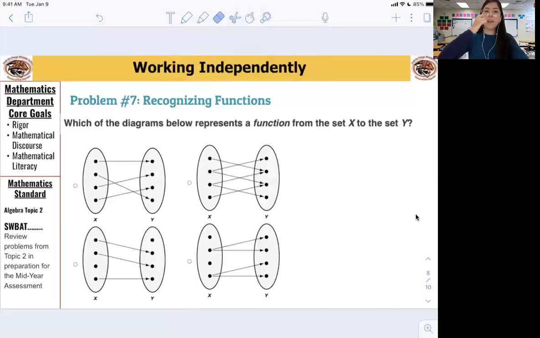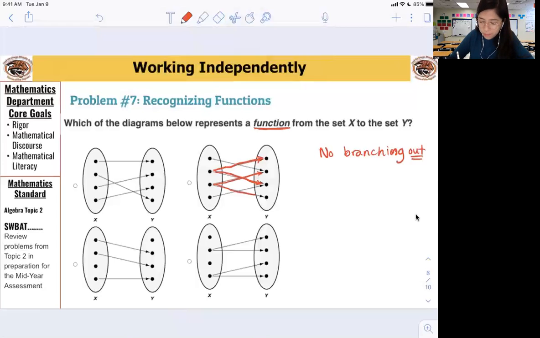Problem number 7, which of the following diagrams represent a function? When you have a mapping diagram, you want to make sure that there's no branching out. It's okay if it branches in, it just can't branch out. So what does that mean? For example, in answer choice B, I have some branching out. There's actually kind of a lot of branching out, but for example, this one branches out and this one branches out as well. So that's not a function.